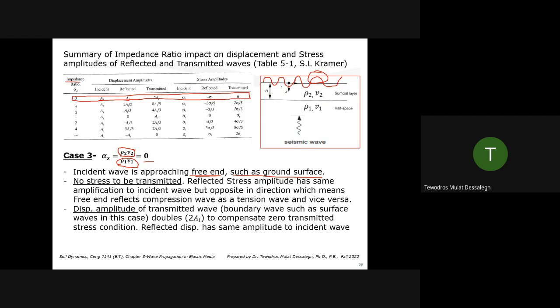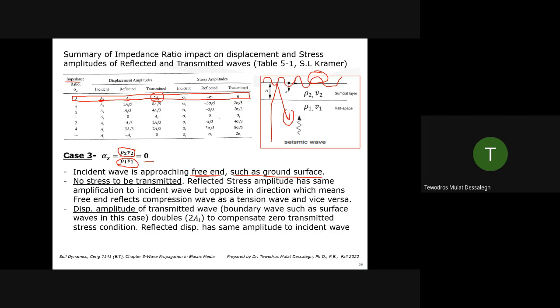It becomes twice. If we have a shear wave coming here with amplitude of AI, the reflected portion is AI, the same. It goes here, then it comes back for reflection. That reflection has the same amplitude, but the wave that is created on the ground surface has 2 AI, significantly amplified. That's why we say surface waves are bad for structures. They create very large deformation.